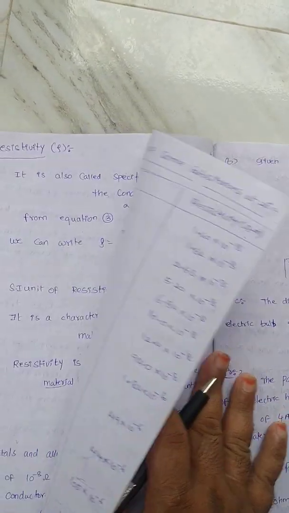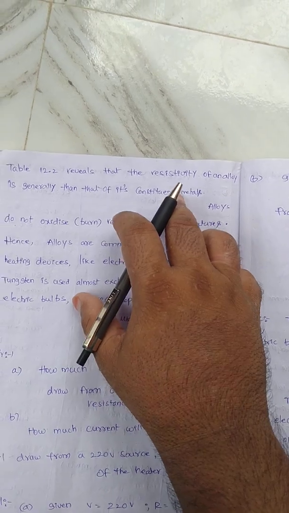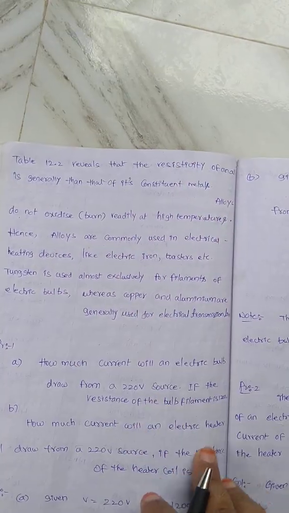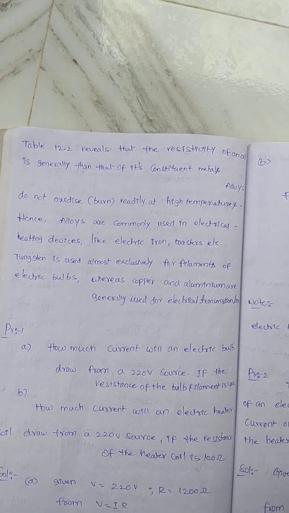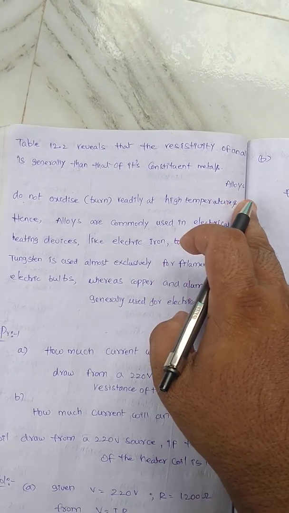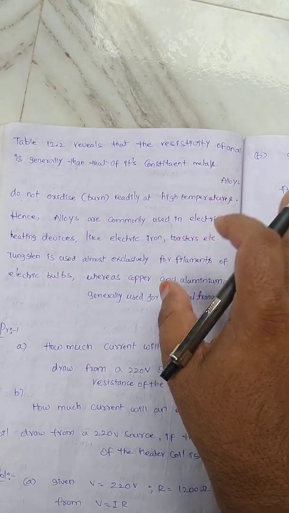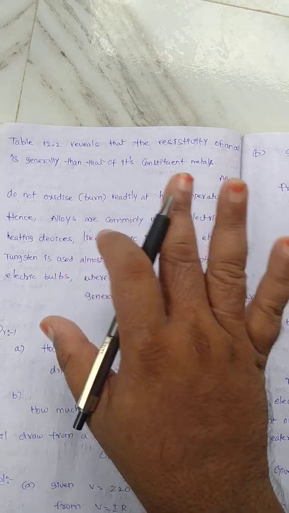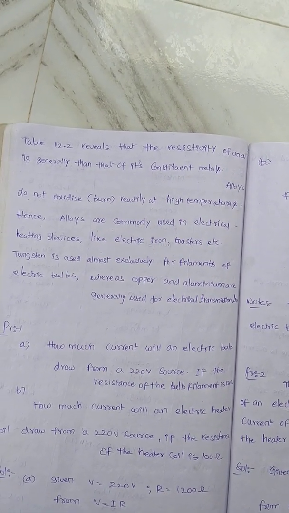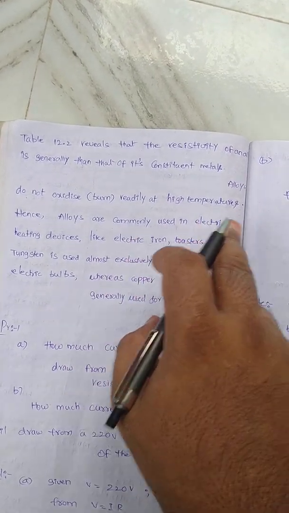Why I'm discussing this is that I want to discuss some conclusions about the electrical resistivity of some substances at 20 degrees. The conclusions are these. Table 12.2 reveals that the resistivity of an alloy is generally higher than that of its constituent metals. Already I told you an alloy is nothing but a combination of constituent metals. Alloys do not oxidize, meaning alloys do not burn readily at higher temperatures. Hence alloys are commonly used in electrical heating devices.